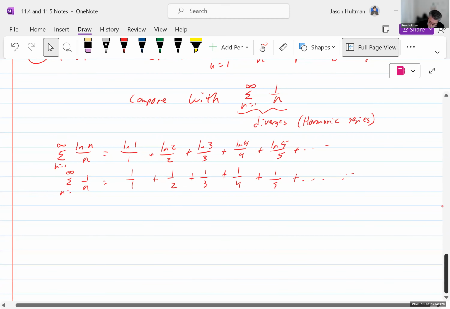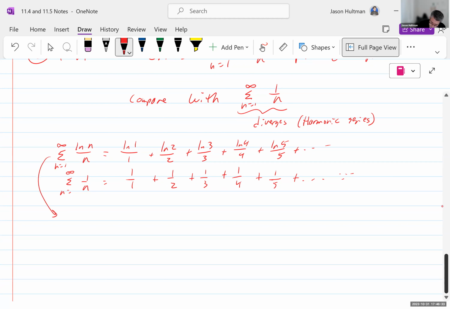Initially, natural log of 1 over 1, that's 0. So this thing becomes 0 plus, and then natural log of 2 is 0.693 over 2. And then natural log of 3 is 1.099 over 3, plus natural log of 4 is 1.386 over 4, and then plus 1.609 over 5.